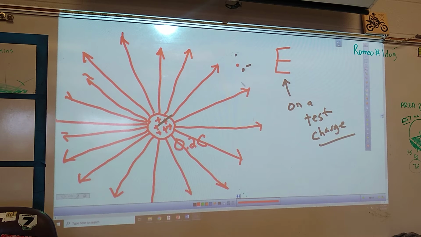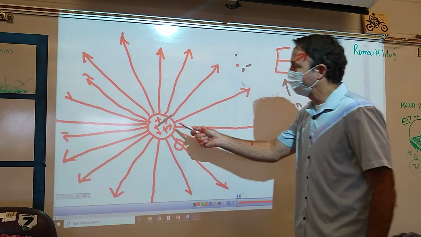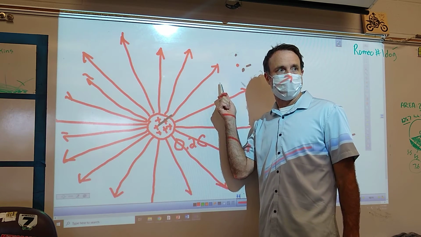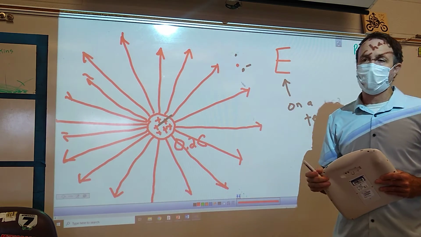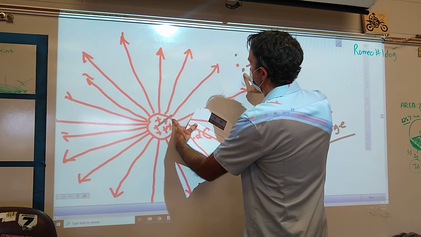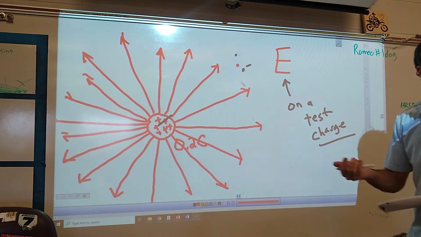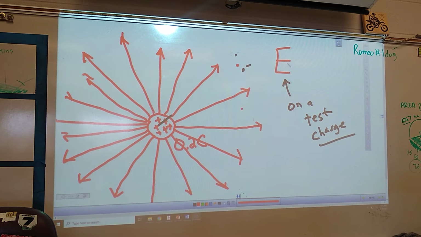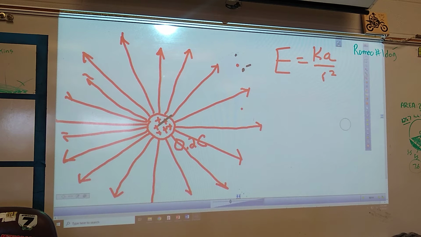So what is the electric field intensity right here, this far from a charge? All right? Well, let's see how far away it is. I'm going to say this is half a meter. Okay? So E equals KQ over R squared. So what is the electric field intensity half a meter from a 0.2 Coulomb charge? That is the question.